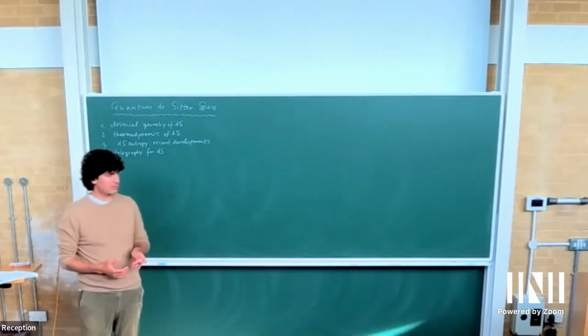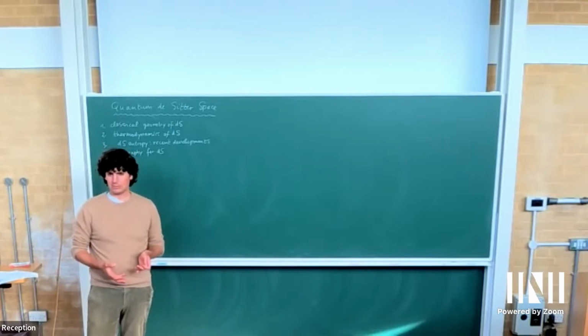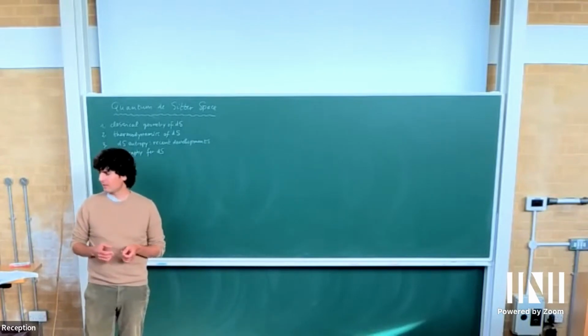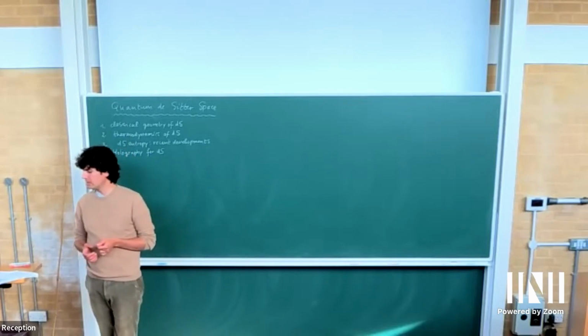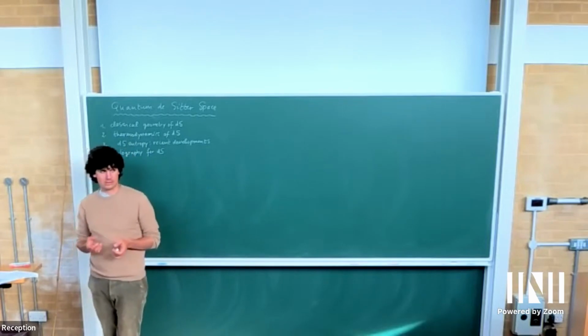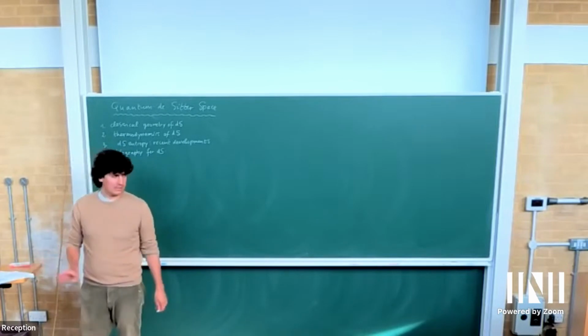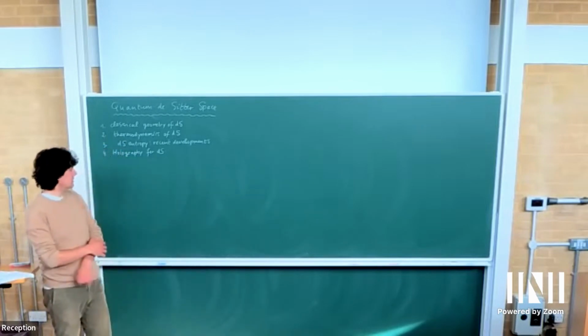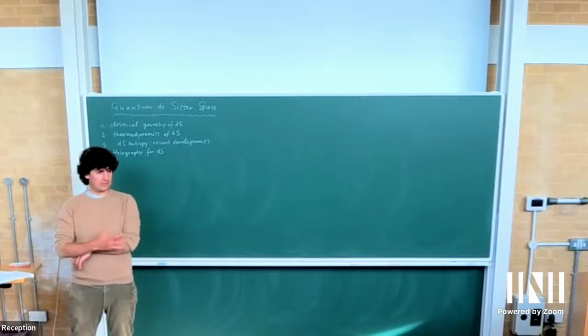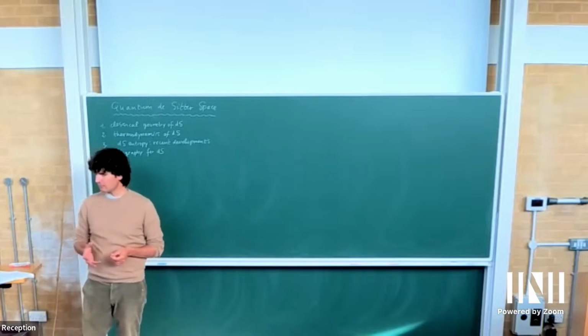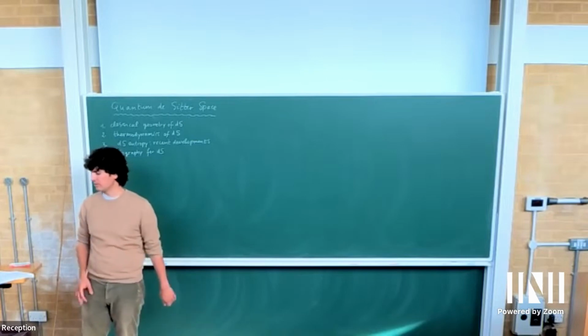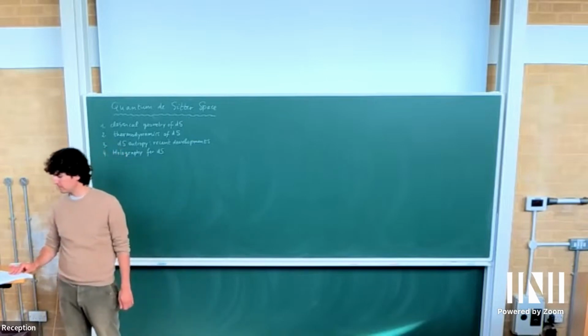Then I will review thermodynamics of de Sitter space, and in particular a kind of conceptual question about the thermodynamics related to the minus sign in the first law. And then thirdly, I will discuss some recent developments on how to interpret de Sitter entropy. And finally, I will have some brief comments on holography for de Sitter space.